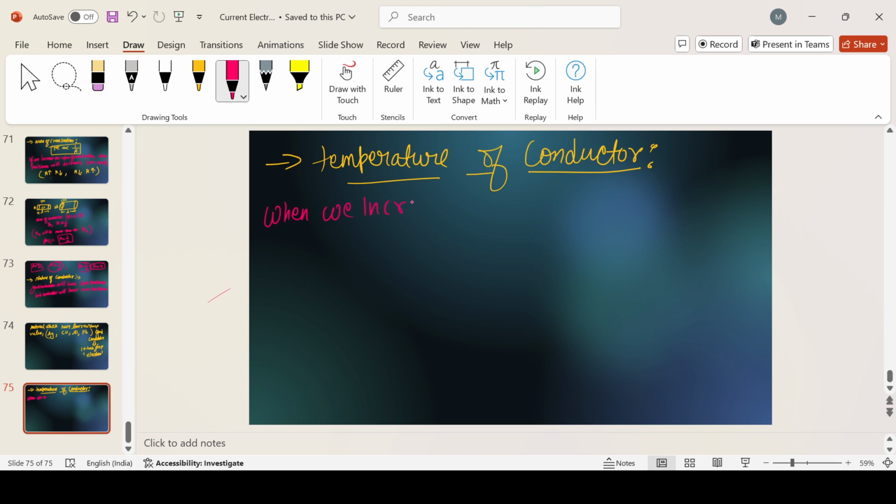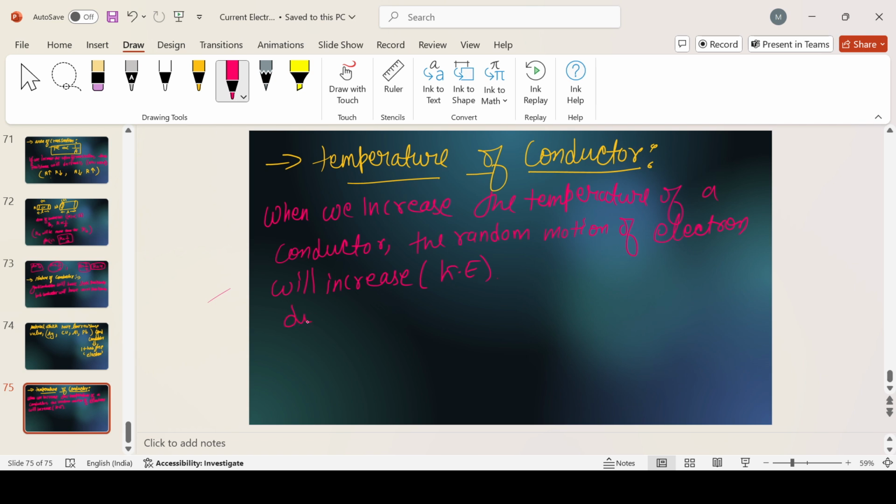So when we increase the temperature of a conductor, the random motion increases, because the electrons will get more kinetic energy, whether the bond breaks or not. Both conditions are there. So random motion of electrons will increase. That means they will gain more kinetic energy. Okay, got it?